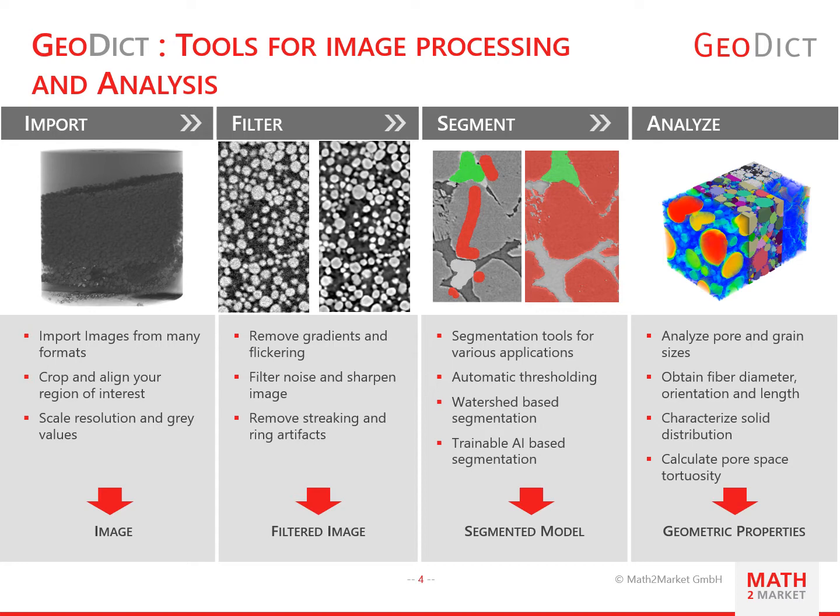We have added some tools here, for example, the AI segmentation that you see on that example, but more on that later. And in the fourth step, you can then analyze the material you have segmented. So for example, you can obtain the pore size distributions, the grain size distributions, calculate the tortuosity of the pore space, and many more things.